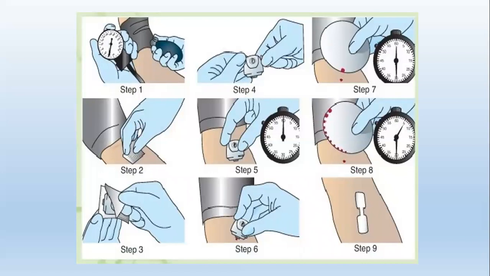This is step 1. First, it is important to start the stopwatch as soon as the puncture is done. Then soak the blood with the filter paper, and continue counting.